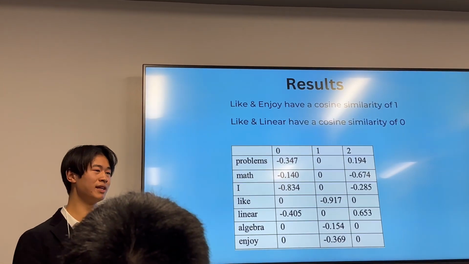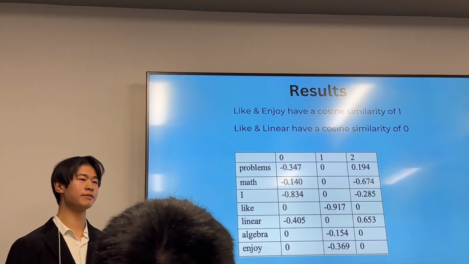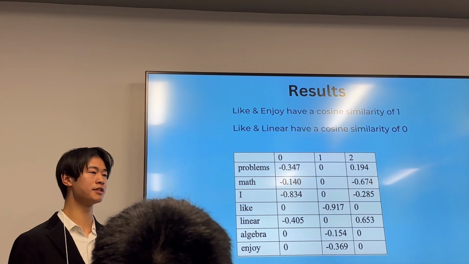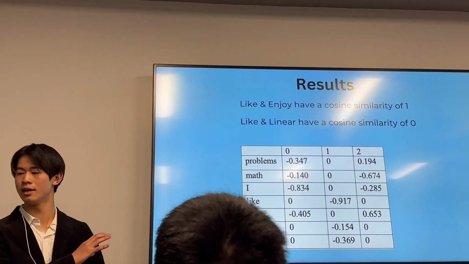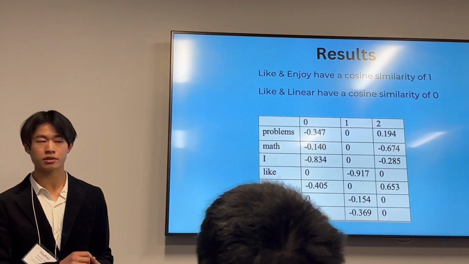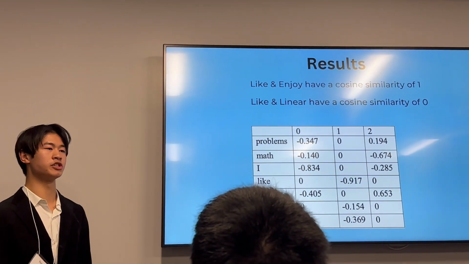Like and linear aren't really synonyms, so they should have no correlation to each other. This is a very simple model. We could always expand this by introducing more sentences and so forth. But hopefully this gives you an idea of how this works. So where do we go from here? What's the application to this?